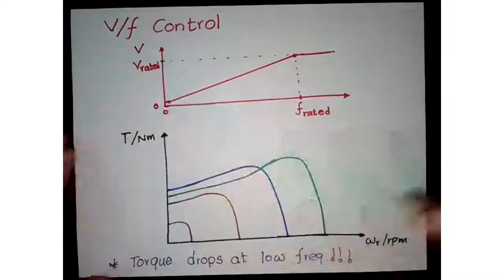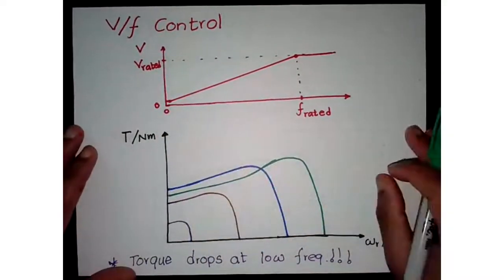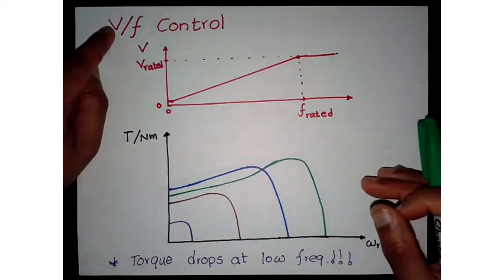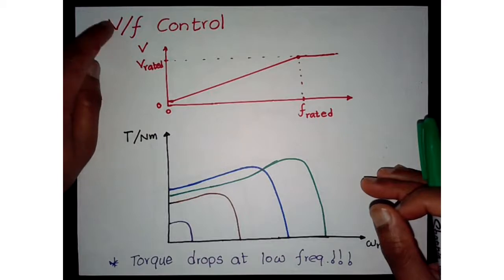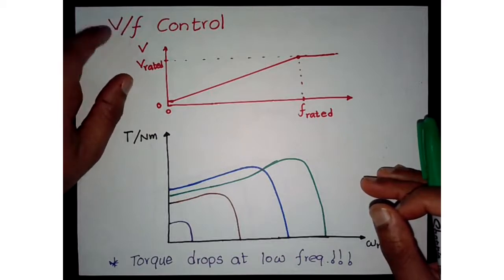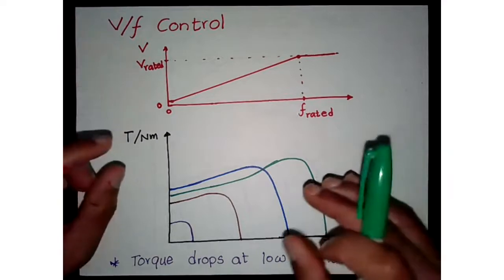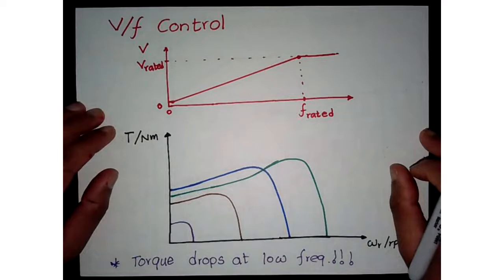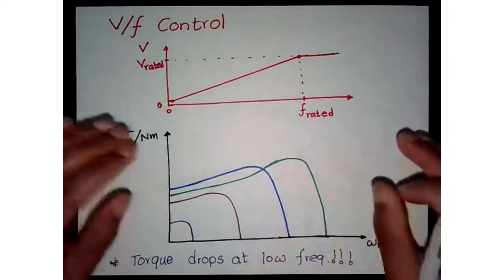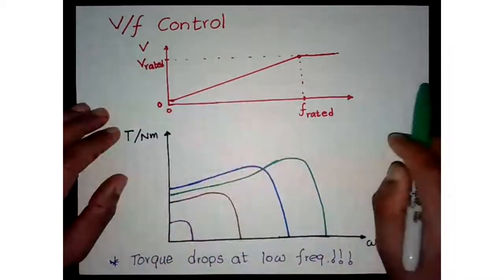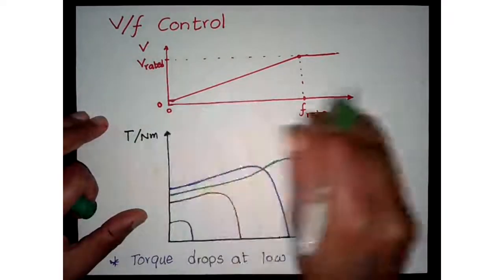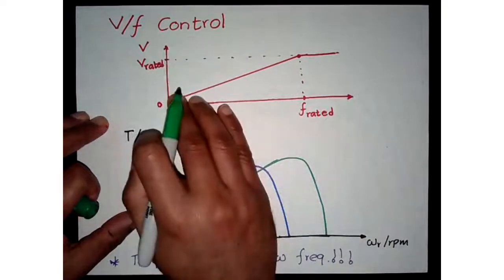This is V over F control, very simple but effective. Instead of only controlling the voltage, we are controlling voltage and frequency, the ratio. So both voltage and frequency are scaled linearly, or together, so that this V over F remains constant. Okay, so this is just a plot of how they are changed.